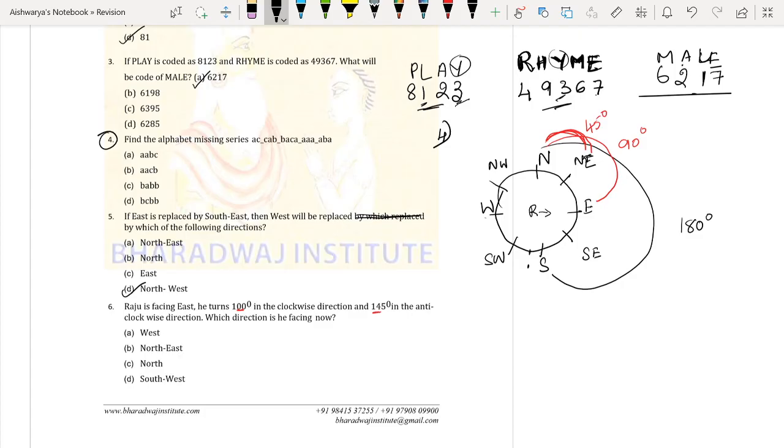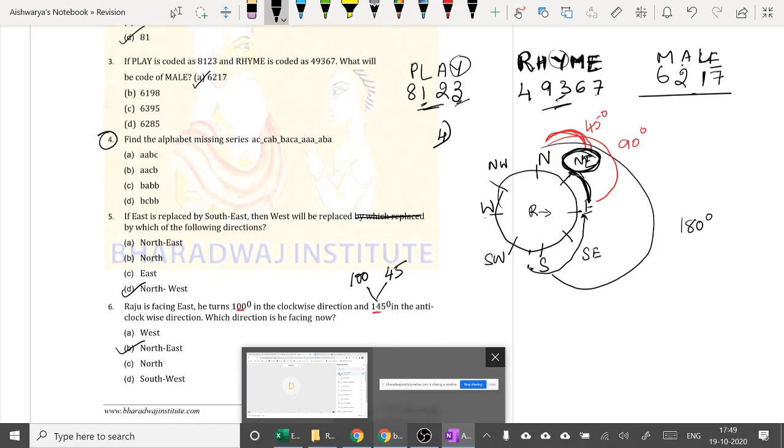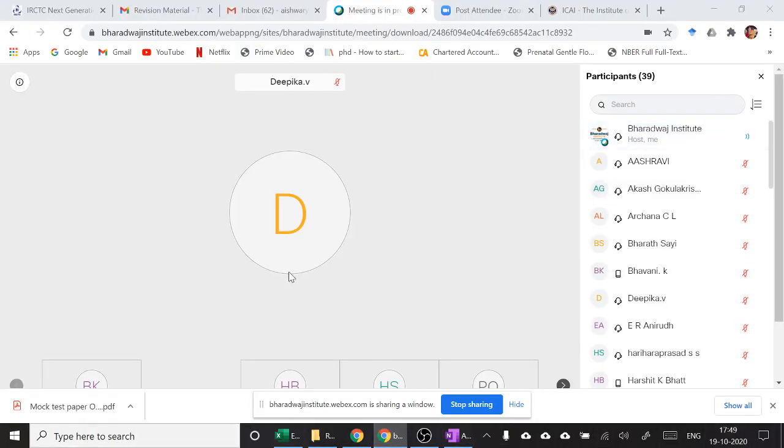Now he comes backwards in the anti-clockwise 145. So split 145 into two, 100 and 45. So with 100 he'll come back to east. He'll come back to east with 100. So the remaining 45 will be here. This distance he will cover. So he will come to northeast. Are you understanding? Good. Whoever got the answer, very good. I just want everybody to be able to solve it. Okay.